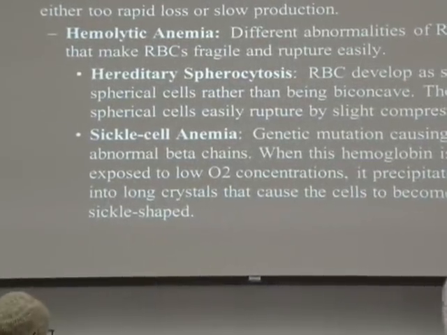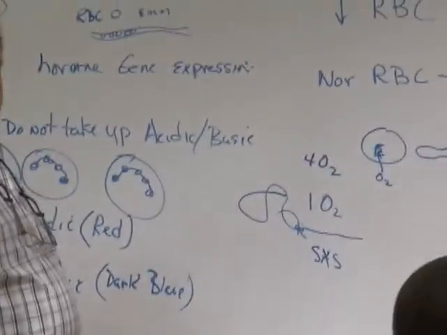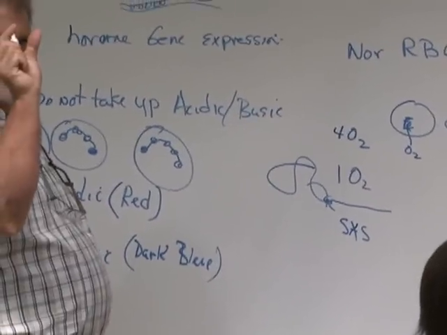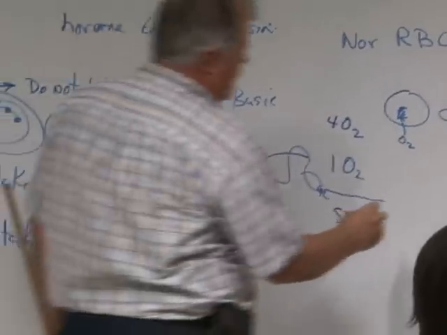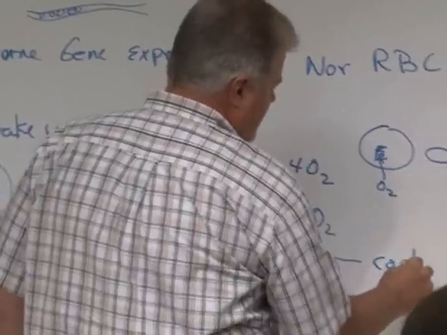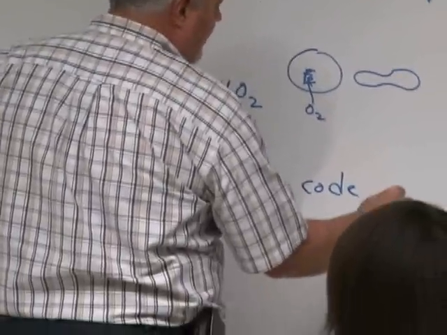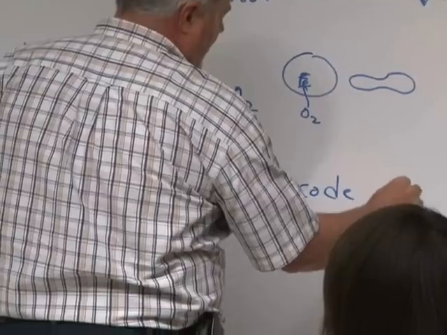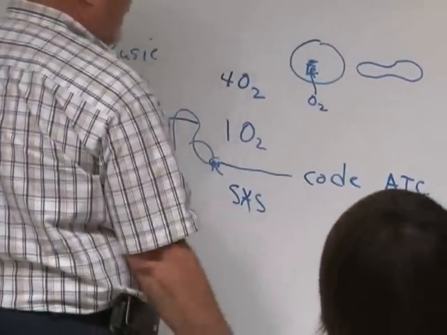Well, what happened with sickle cell anemia is it's a point mutation. So a point mutation is a single codon. So remember, a codon is how many base pairs? Three base pairs. So like an A, T, C, or something like that.